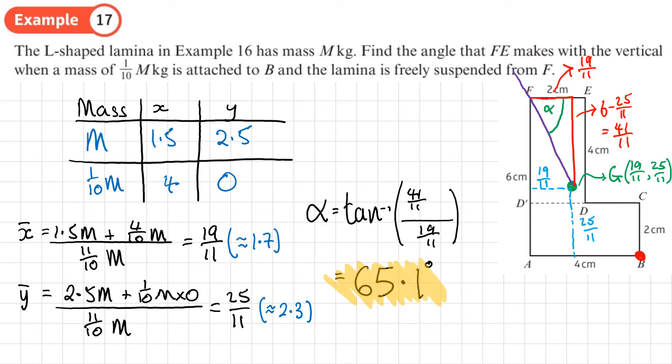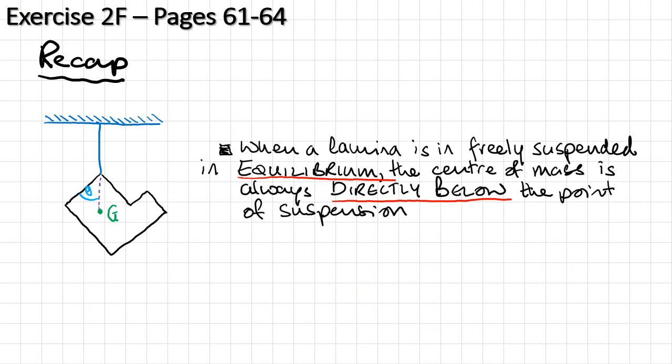So make sure that you draw a clear diagram and you clearly work out the lengths of those sides, because it's easy to use the values you've already written down for the centre of mass. Be careful to get the right lengths. So you should now be able to complete exercise 2F on pages 61 to 64 of the textbook.